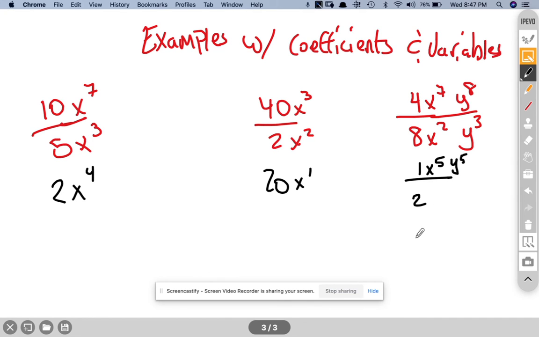If I wrote those all out, if I did 7 x's, 3, 4, 5, 6, 7, and 2 on the bottom, if we take a look, there's 5. And where are they physically? They're on top of that fraction bar, so that's where they should end up.